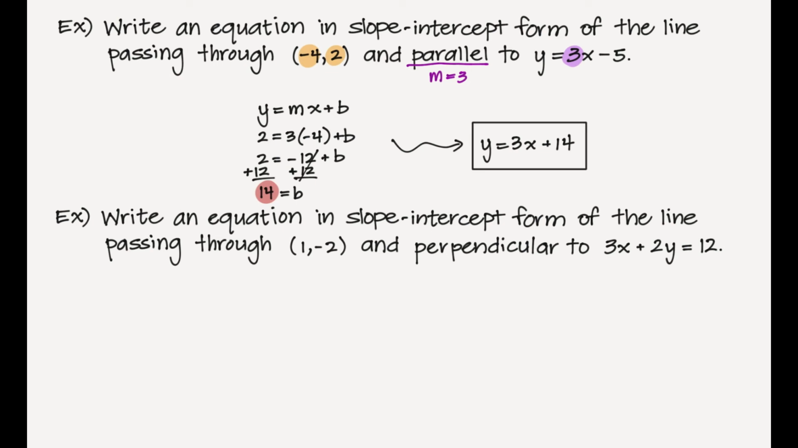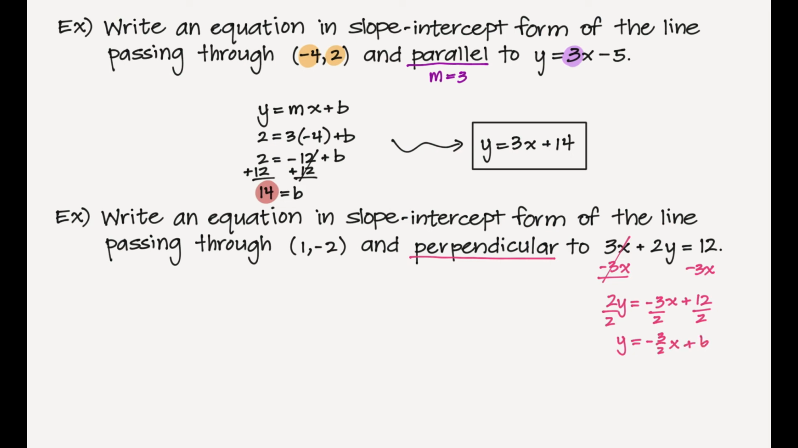For our final example, we're going to write an equation in slope-intercept form of the line that's passing through 1, negative 2 and is perpendicular to the line 3x plus 2y is equal to 12. Unfortunately, since this line is in standard form, we need to rewrite it to find the slope. So I'm going to move that 3x to the opposite side and then divide by 2. I'm left with y is equal to negative 3/2 x plus 6.